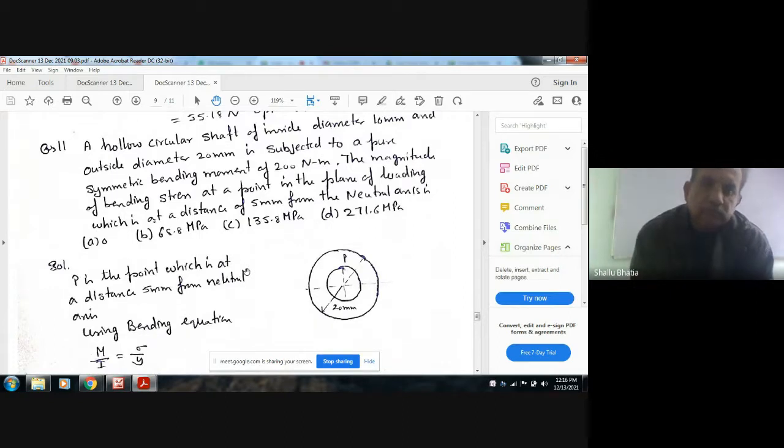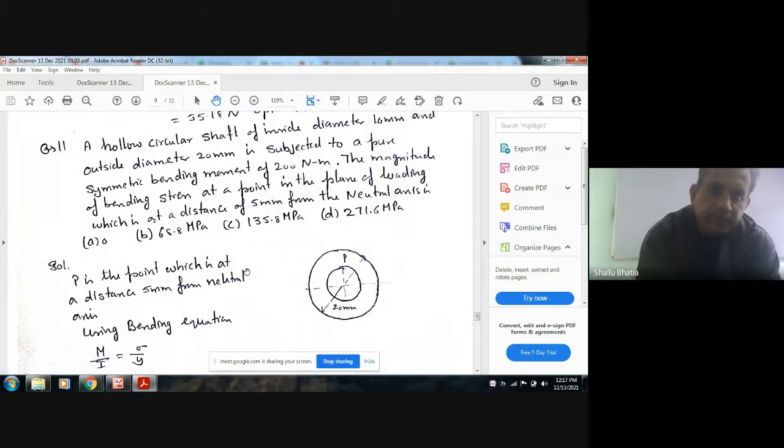Next, a hollow circular shaft of inside diameter 10 mm and outside diameter 20 mm is subjected to a pure symmetric bending moment of 200 Newton meter. The magnitude of bending stress at a point in the plane of loading, which is at a distance of 5 mm from the neutral axis, is: option A 0, option B 68.8 MPa, option C 135.8 MPa, option D 271.6 MPa.